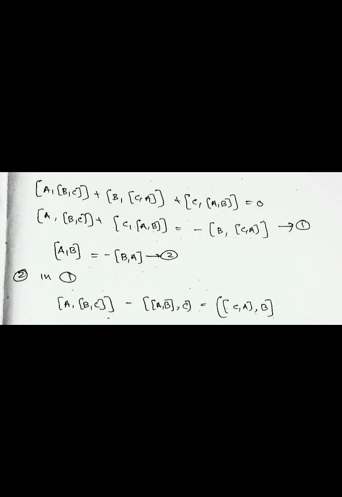We know by Jacobi identity we can write the Poisson bracket as {a, {b, c}} + {b, {c, a}} + {c, {a, b}} = 0. That is {a, {b, c}} + {c, {a, b}} = minus {b, {c, a}}. This is equation number 1. And we know that {a, b} = minus {b, a}. This is equation number 2. Substituting 2 in 1, we get {{a, b}, c} minus {a, {b, c}} is equal to {c, {a, b}}. So the answer is {c, {a, b}}.